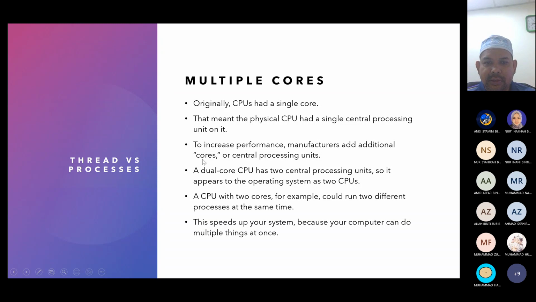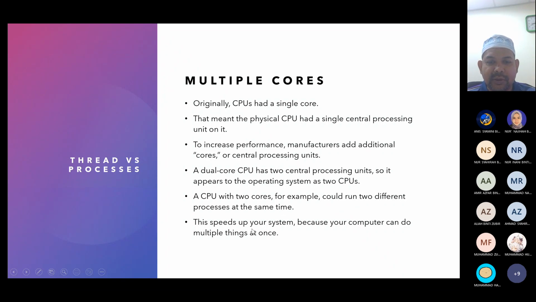Okay. To increase performance, manufacturer add additional cores or central processing unit. A dual-core CPU has two central processing units, so it appear to the operating system as two CPUs. Okay, so dia ada dua multiprocessor dan apa nama multiprocessor pula. Microprocessor, M tu bukan microprocessor kan, tapi dia punya chip dia ada satu je. Okay, tu beza dia. A CPU with two cores, for example, could run two different process at the same time. Yang kita dah belajar parallel sebelum ni kan.